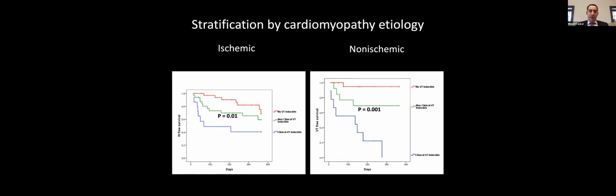There's this concept out there that people have that program stimulation works very well in ischemic VT, but not as well for non-ischemic VT. That is not our experience. So the predictive power of NIPS is equally good among patients with non-ischemic VT.